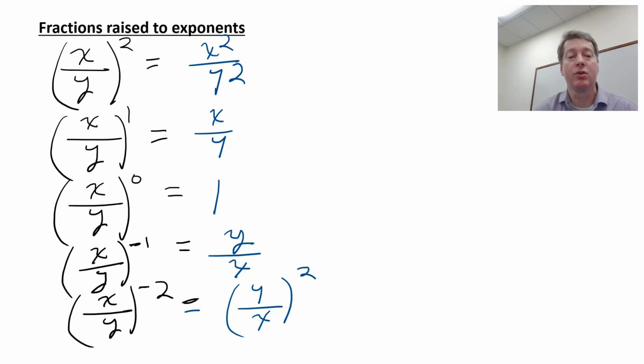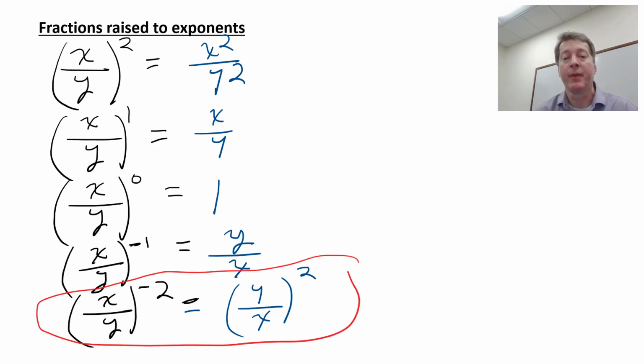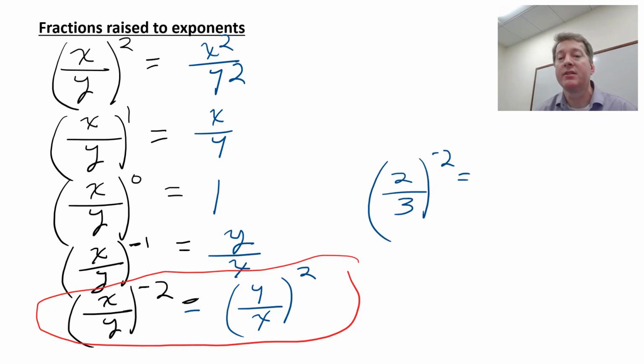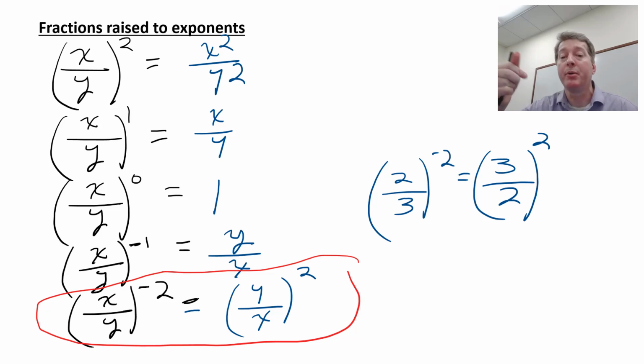So a really good thing to remember, if you see a fraction raised to a negative exponent, you flip the fraction over, you just write the reciprocal, and you negate the exponent. So the negative 2 in this case would become the positive 2. If I had 2/3 to the negative 2, that's the same as 3/2, 3 over 2, to the positive 2. So the rule, you flip the fraction and you switch the sign of the exponent.